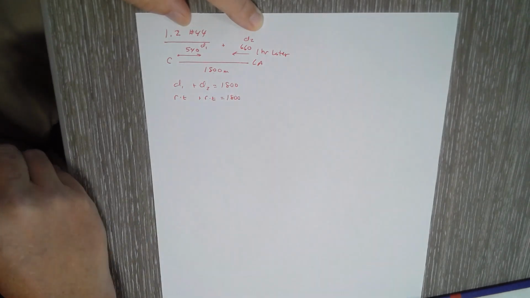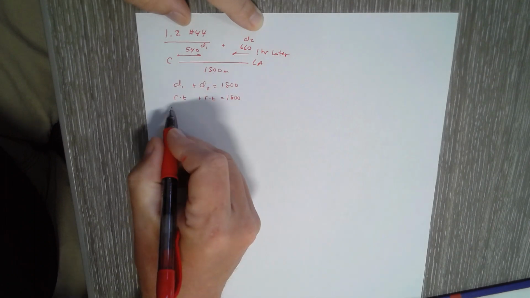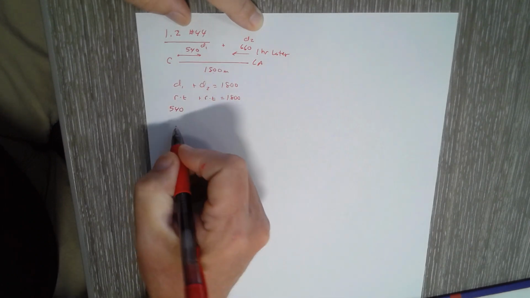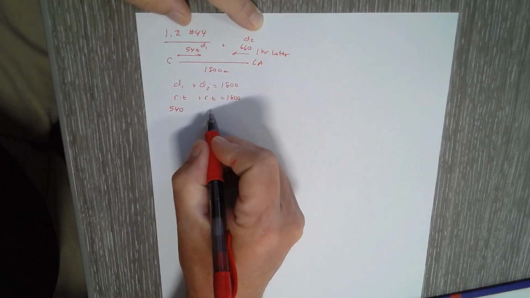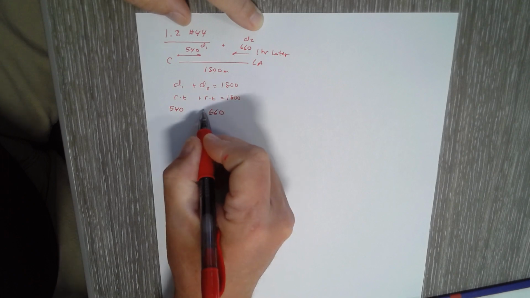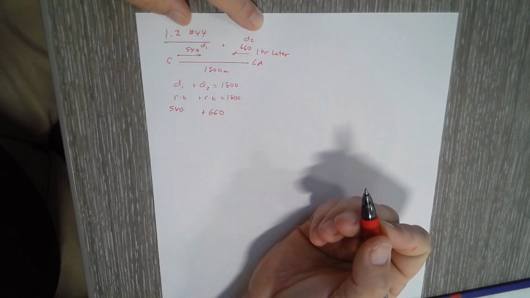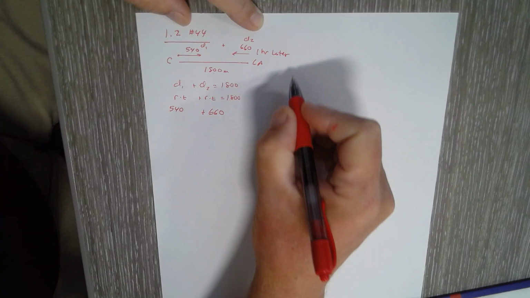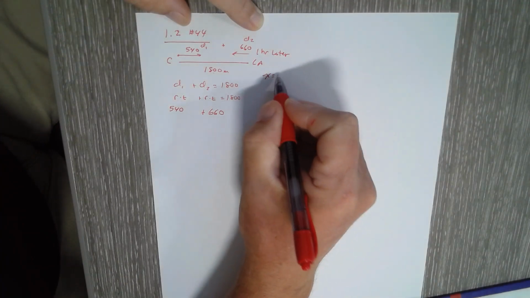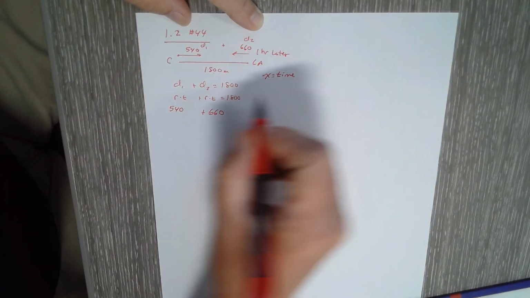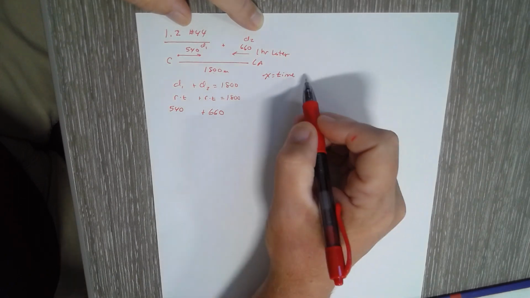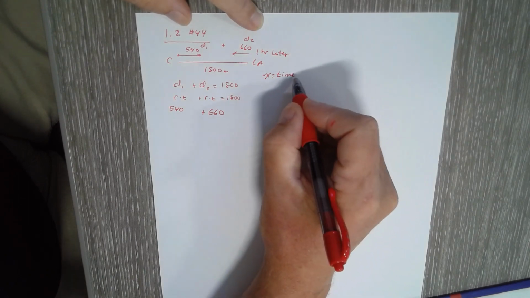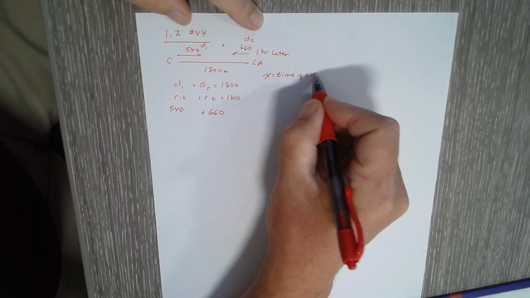So now I can set this up. My rate for the plane coming from Chicago is 540. My rate from Los Angeles is 660. I don't know their times. So I'm going to let the variable x equal the time. Now, being as it's a different time, I have to let it equal one of them. So I'm going to let it equal the time of the Chicago plane.